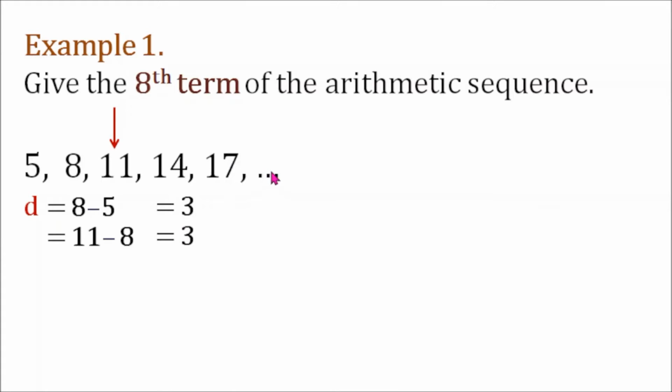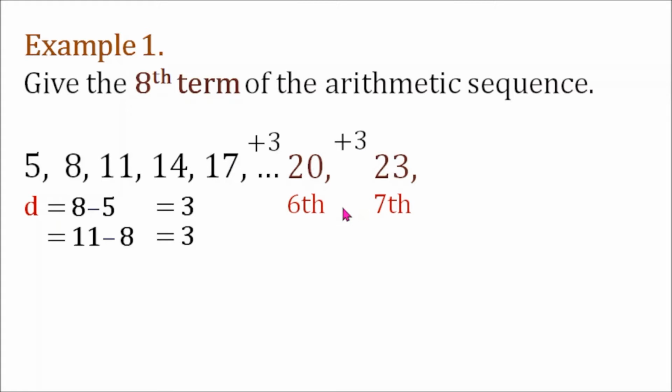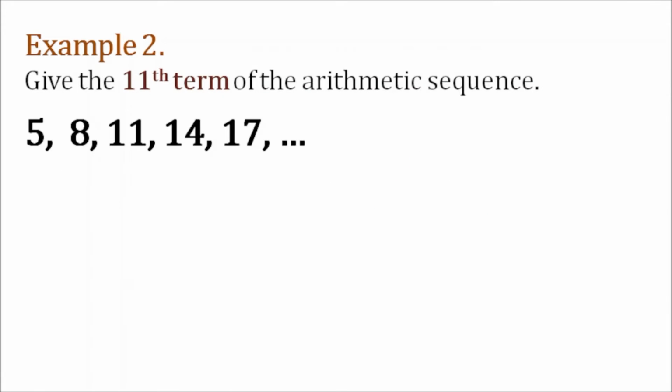This means to find the next term, we are just going to add 3 to 17. So if this is the 5th term here, plus 3, it's 20, that's the 6th term. Then plus 3 again, that's 23, that's the 7th term. And then plus 3 again, that's 26, that's the 8th term.